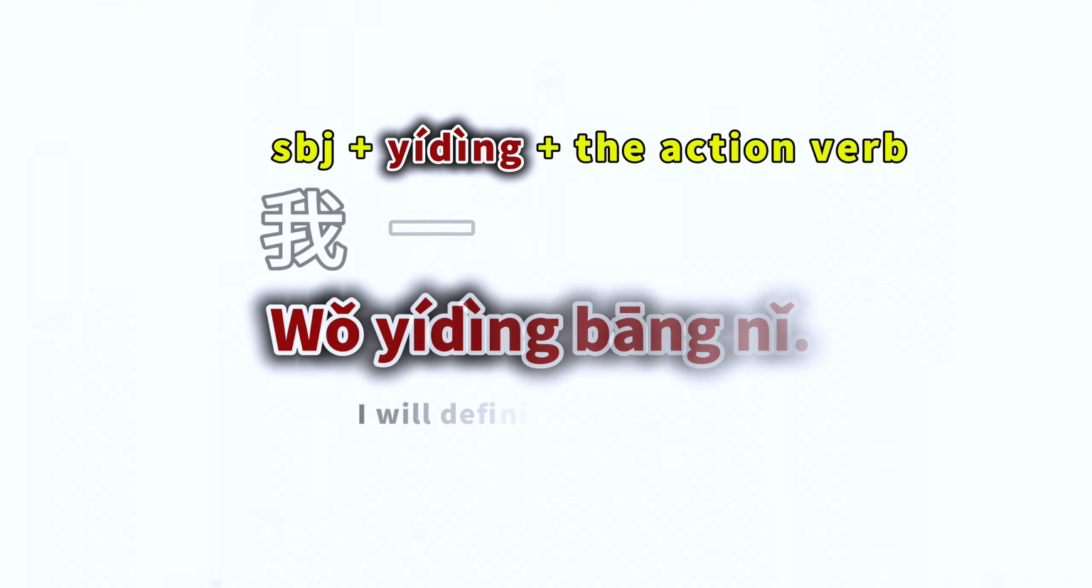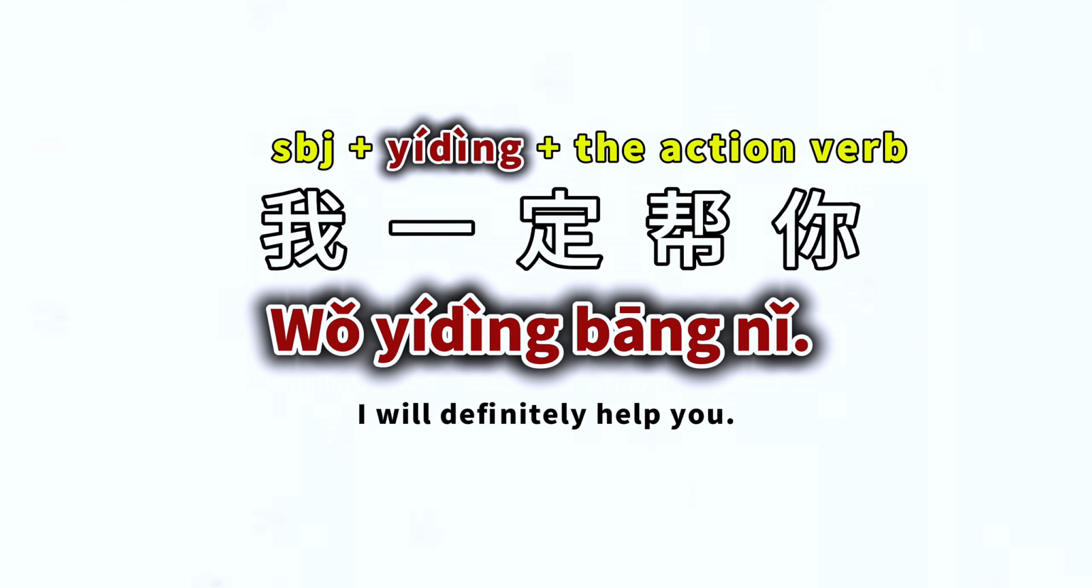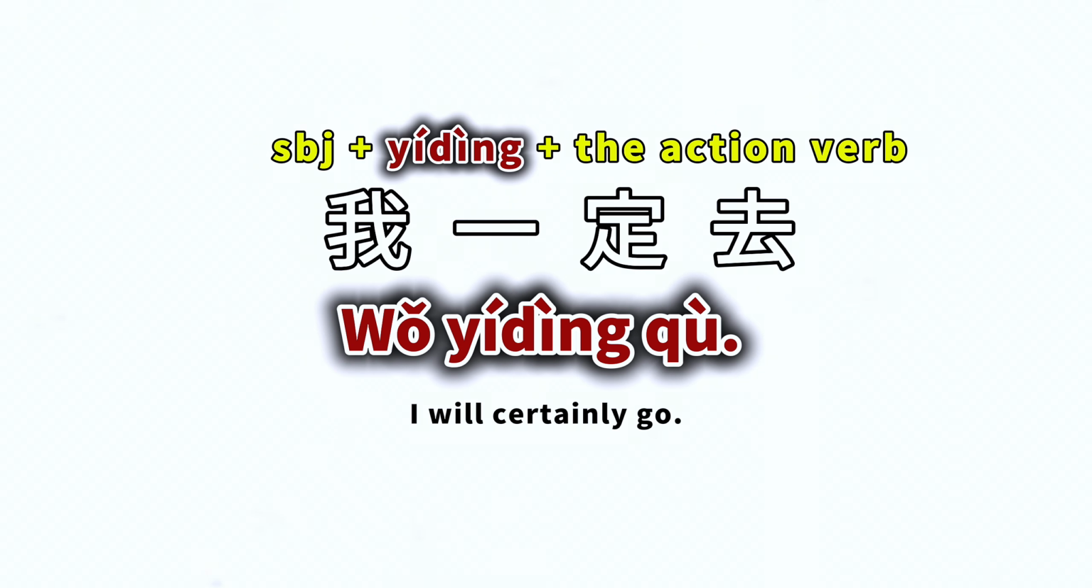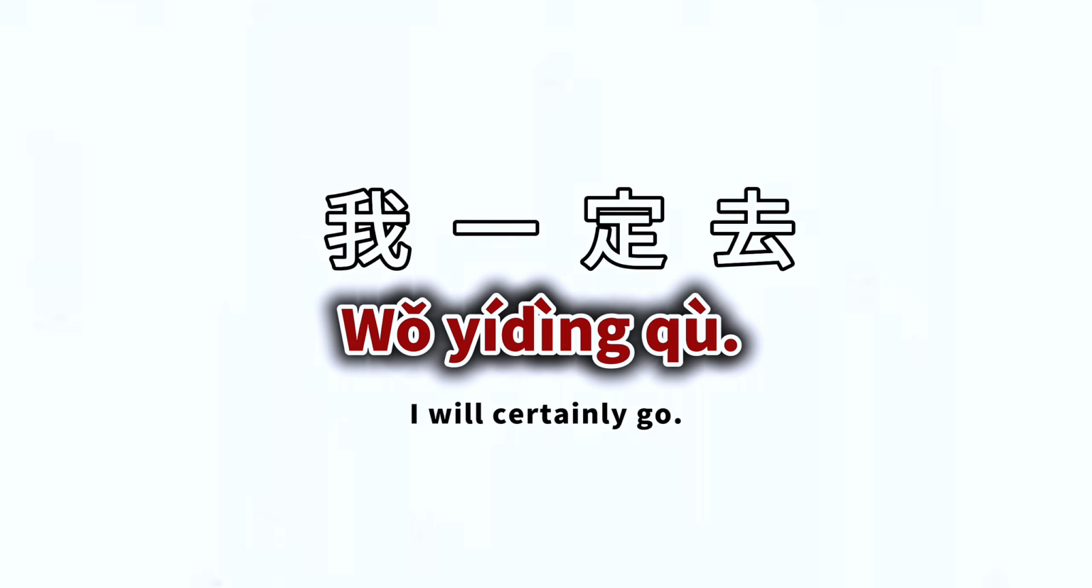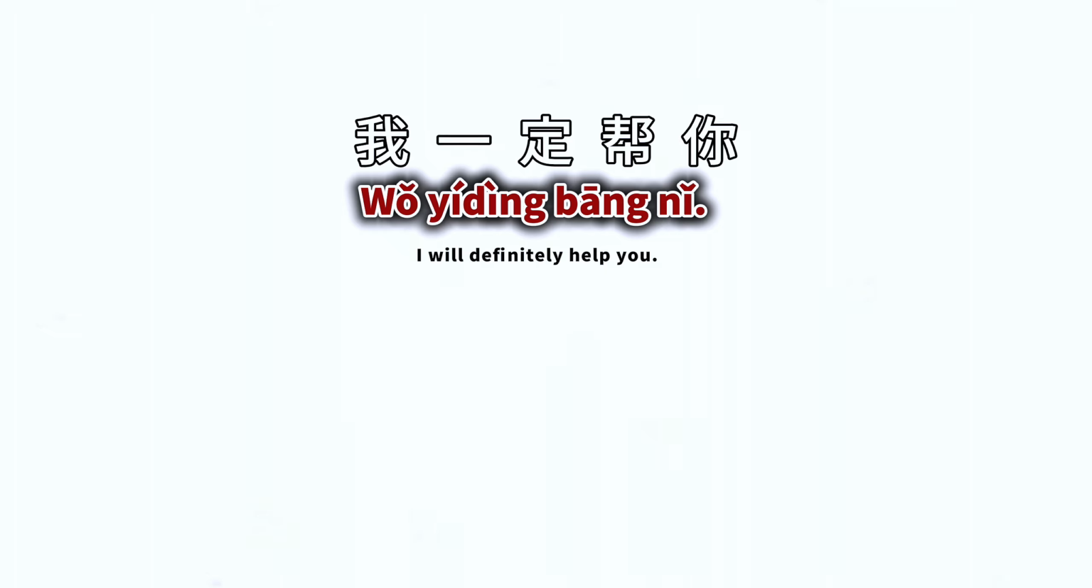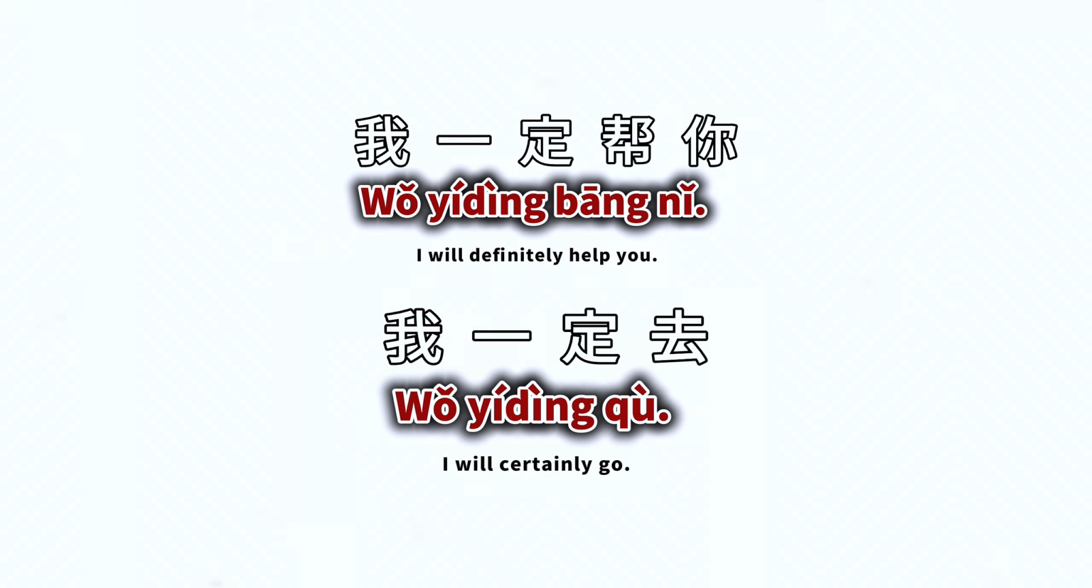Example, 我一定帮你。我一定去。Yīdìng makes your sentence sound confident and sincere. It is perfect for making promises or showing certainty.